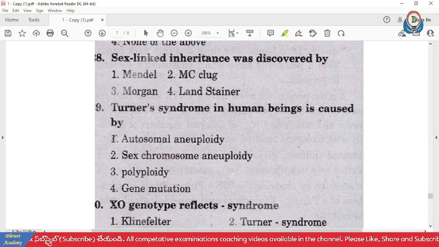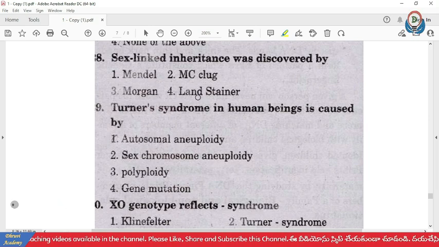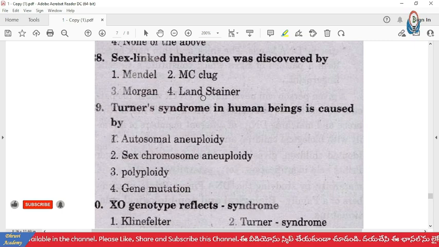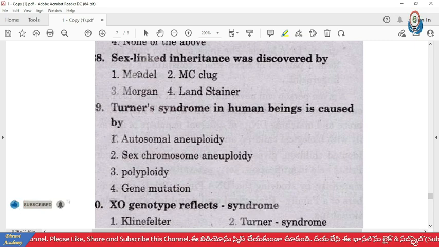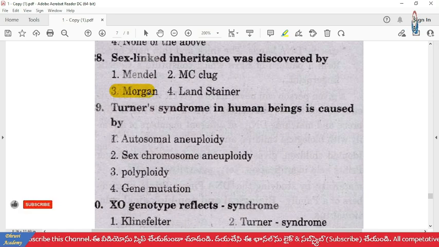Sex linked inheritance was discovered by whom? Is it Mendel, second one Sickle, third one Morgan, or fourth one Landsteiner? Which is the correct answer? The answer is sex linked inheritance was discovered by Morgan. This is the right answer.